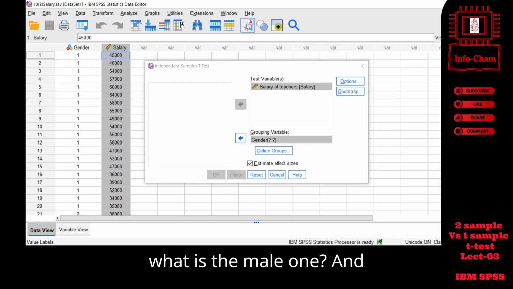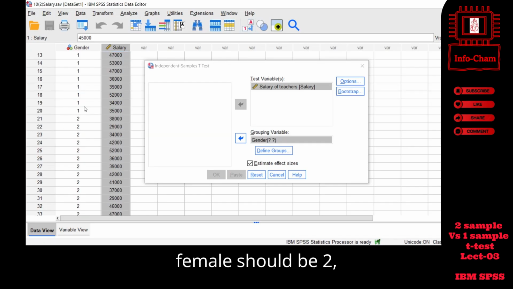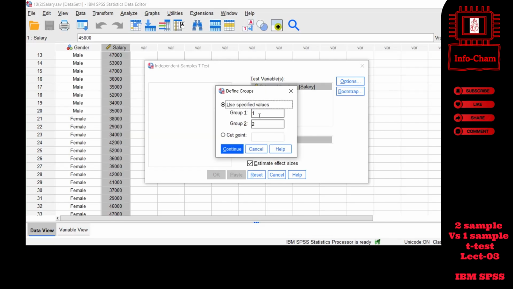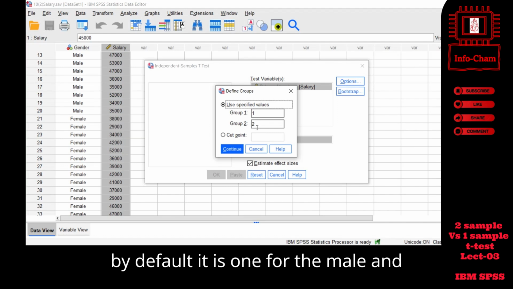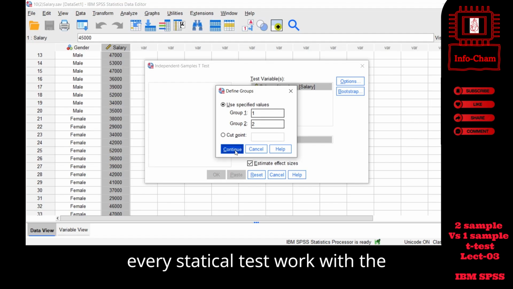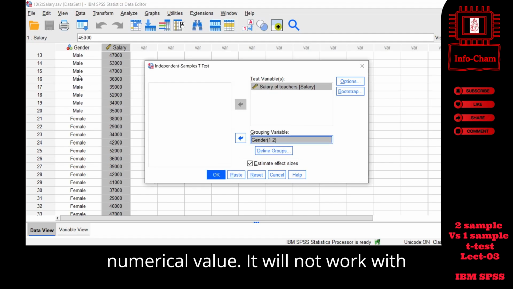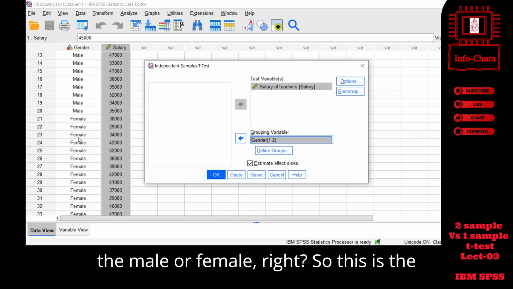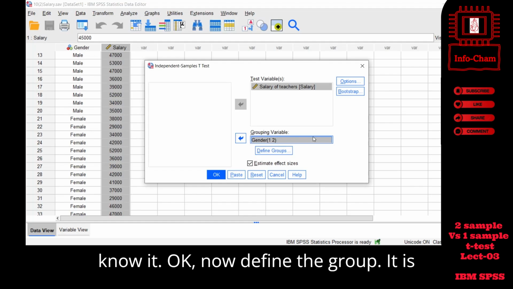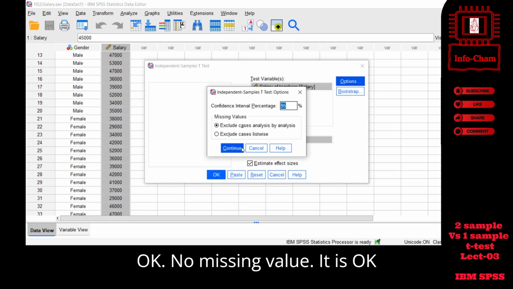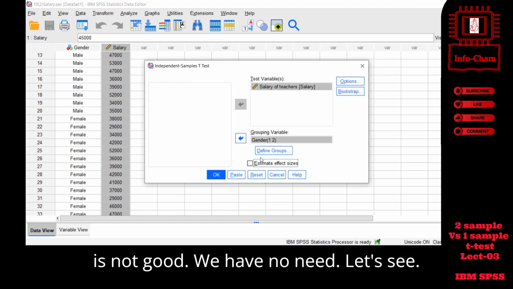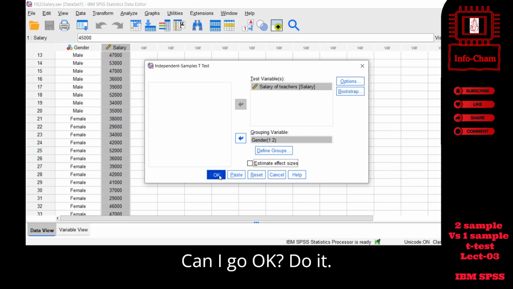So what is the male? 1, and female should be 2, right? By default it is 1 for the male and 2 for the female, because every statistical test works with numerical values. It will not work with male or female, right? So this is the encoding. You should know it. Now define the groups. It is okay, no missing value. I think it is done. The effect size is not needed, we have no need. Let's see. Can I go? Okay.